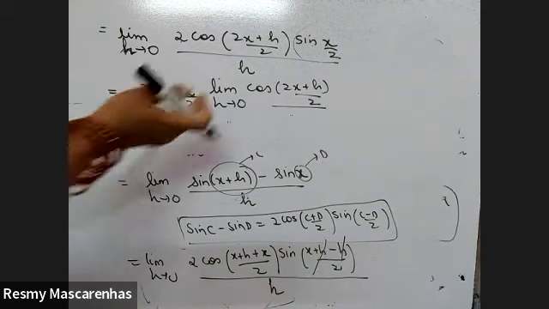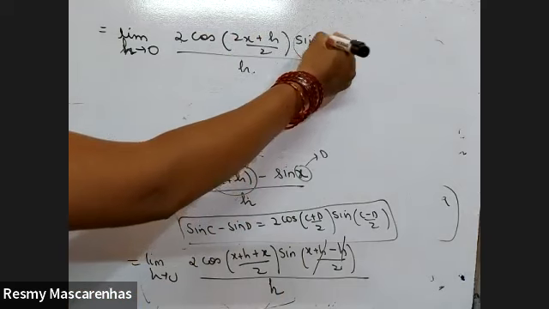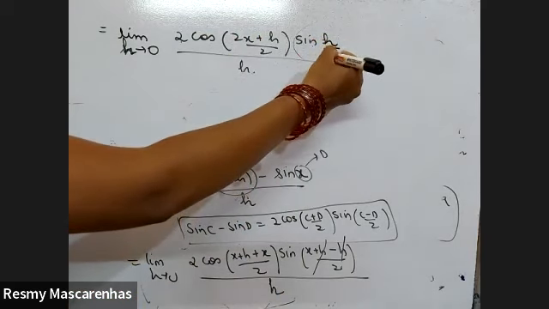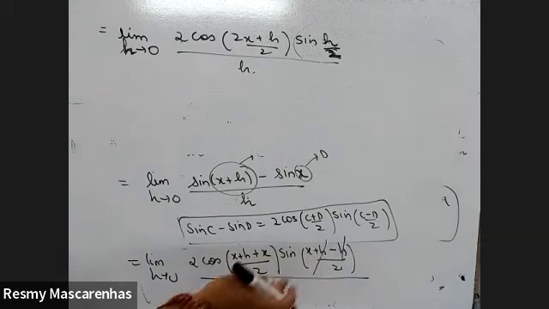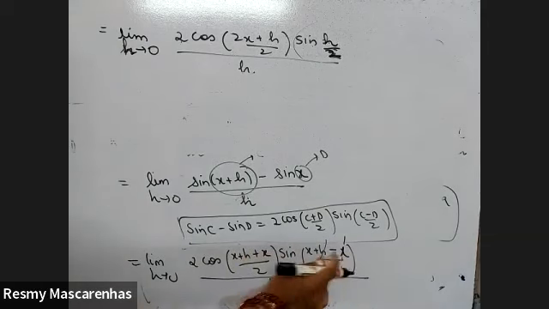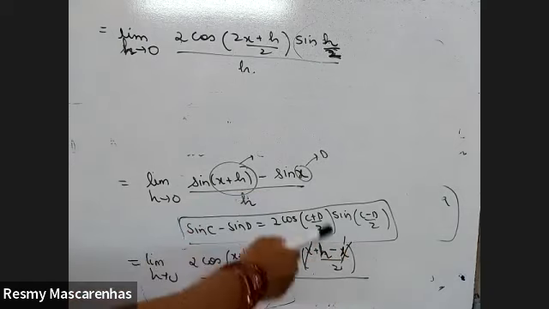Sorry, wait one second. I made a mistake. This is h by 2. X. This is minus x. Let's do the correction. C minus d by 2.